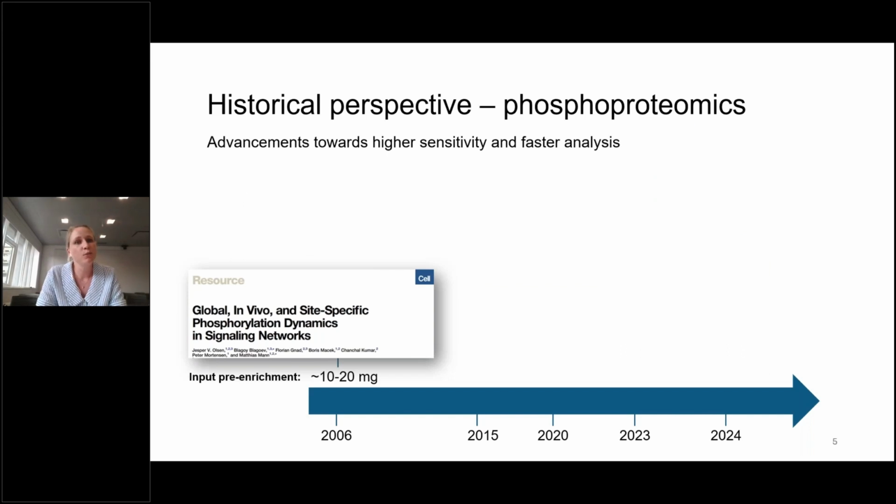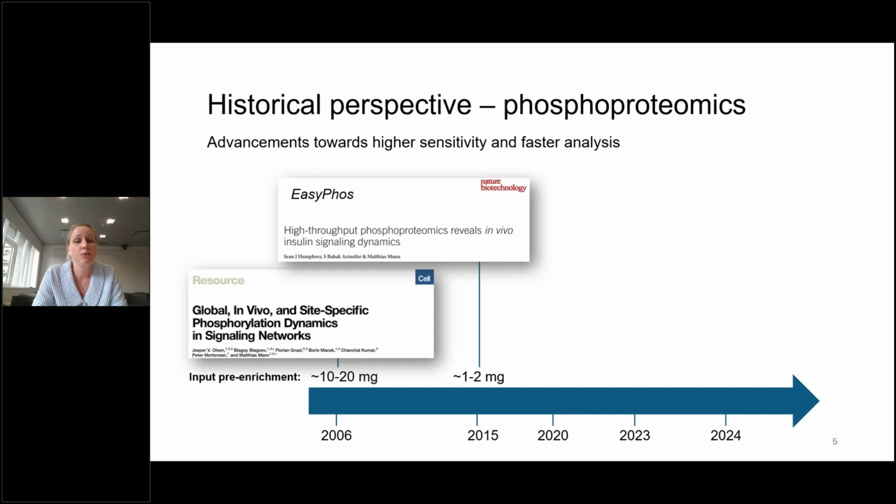Before moving on to the more practical part, I thought it would be interesting to briefly have a look at phosphoproteomics in a historical perspective. And there's been a lot of advancements towards higher sensitivity and faster analysis. If we start back in 2006 with Jesper's Cell paper, he used a pre-enrichment input of around 10 to 20 milligrams and got around 6,000–7,000 phosphopeptides. This was improved in 2015 with the EasyPhos method by Sean Humphrey. And here the input amount was reduced to around 1 to 2 milligram.